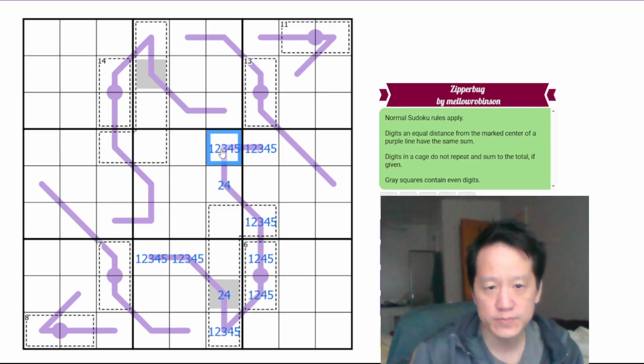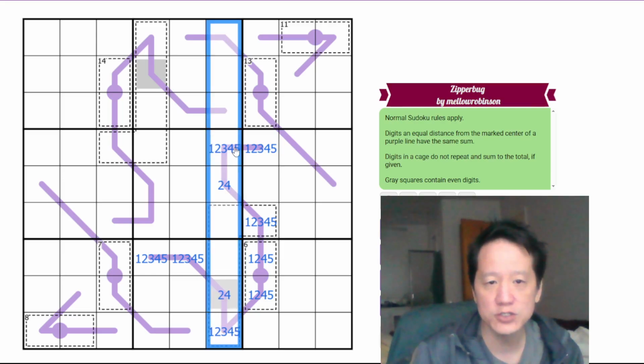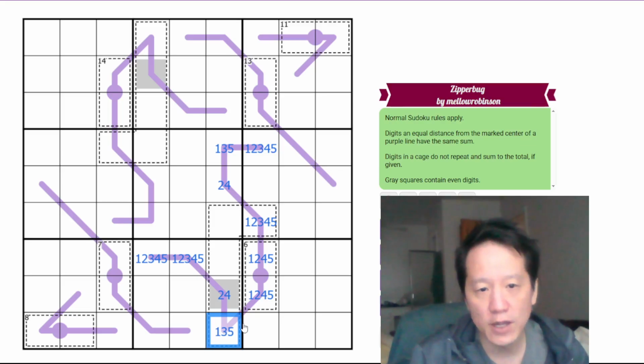Well, in this column, we now have a 2, 4, 2, 4 pair, which eliminates 2 and 4 in the column. So this can't be 2 or 4. This can't be 2 or 4. And this one we don't know.